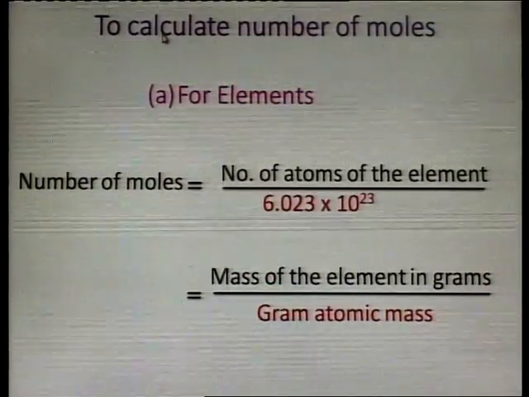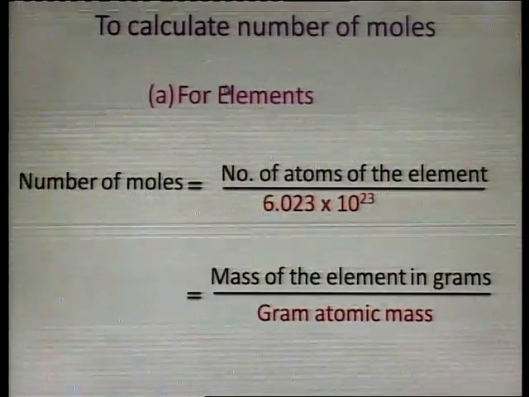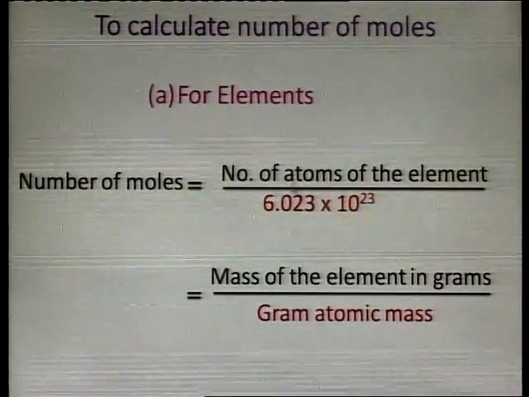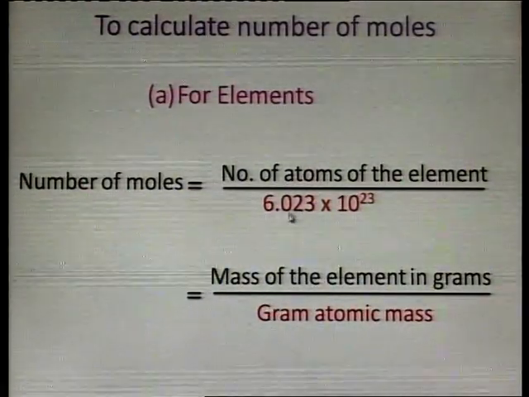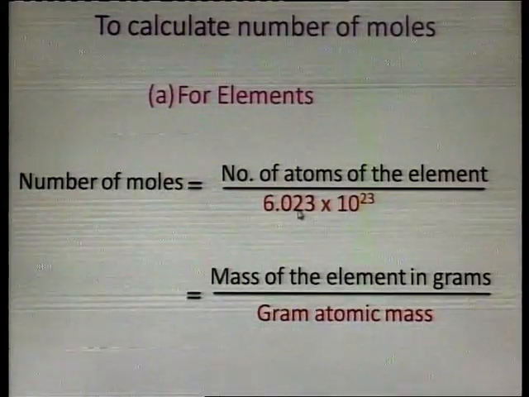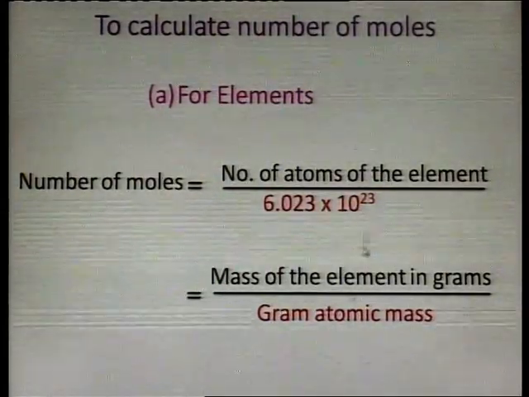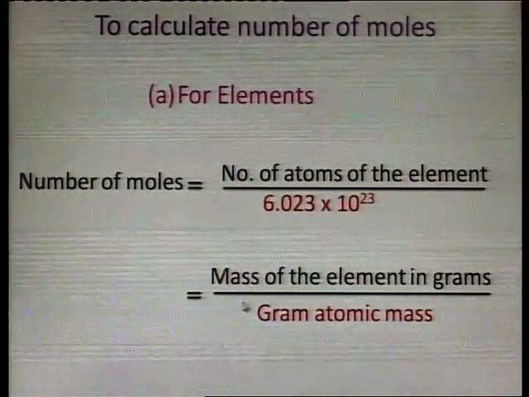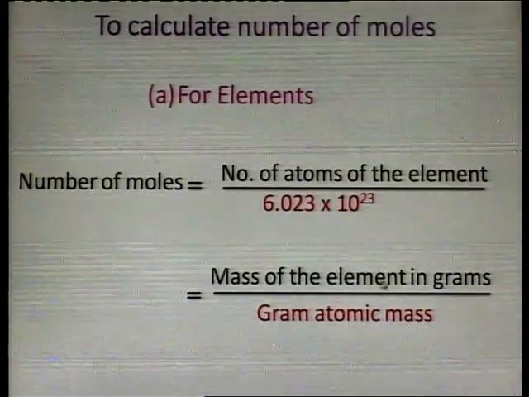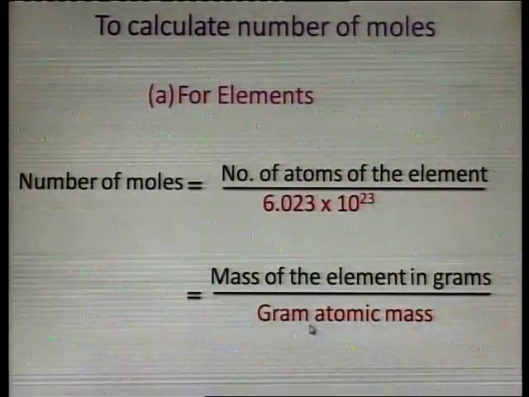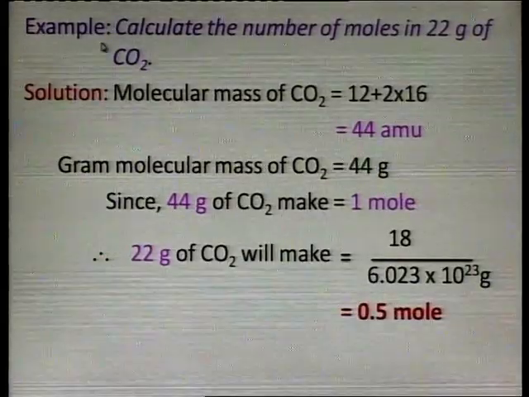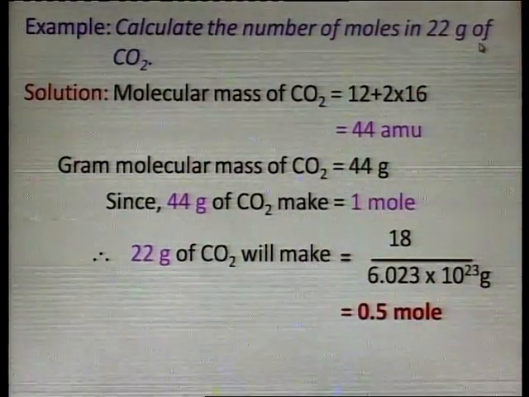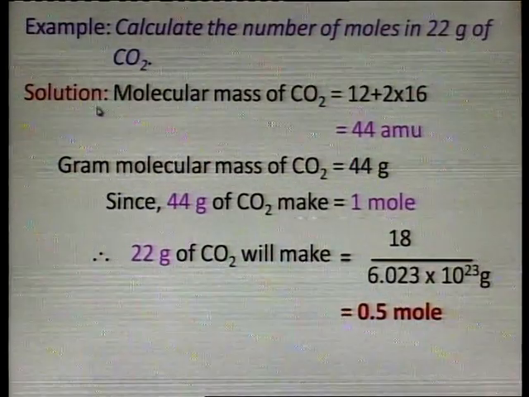So, we can calculate the number of moles if we are given the masses for elements. Number of moles is equal to number of atoms divided by Avogadro's number, which is 6.023 into 10 raised to power 23. Similarly, if we are given the mass, we can convert that mass into the number of moles: mass of the element in grams divided by its gram atomic mass. So, here we can have a numerical: calculate the number of moles in 22 grams of carbon dioxide.